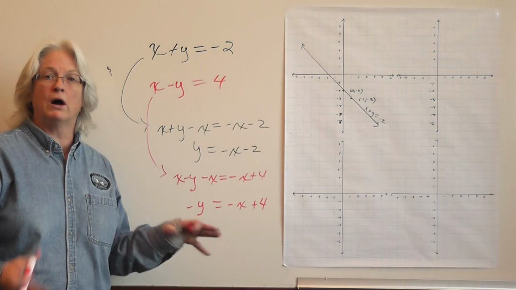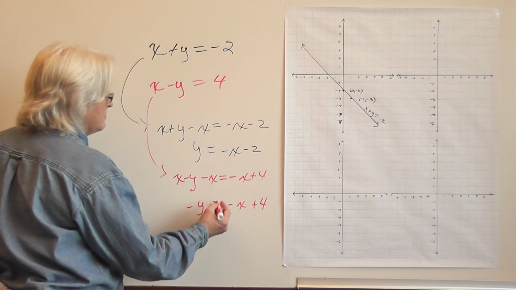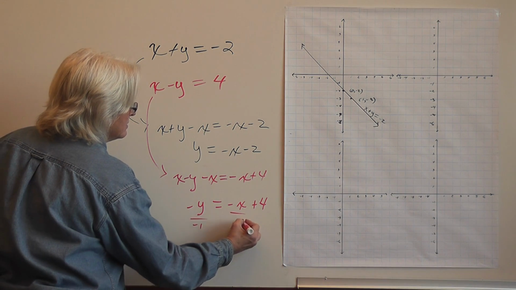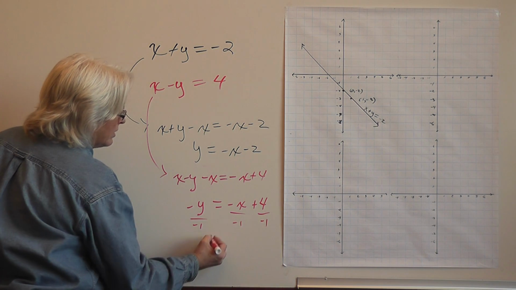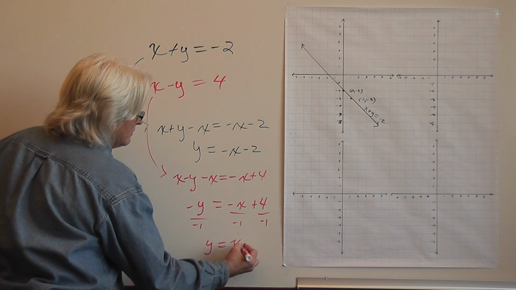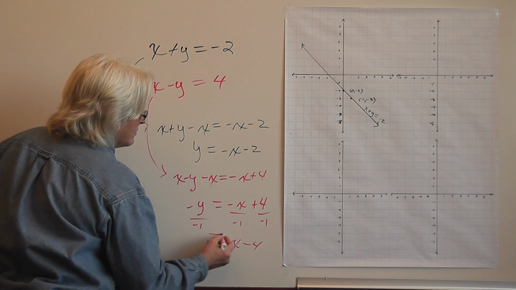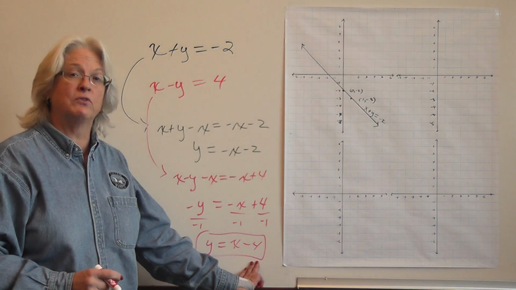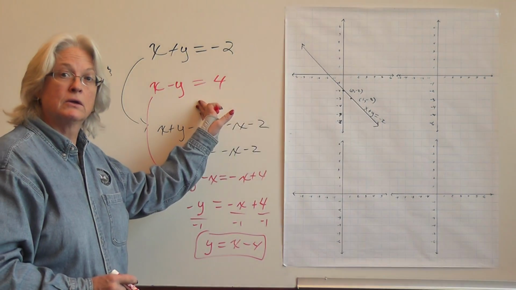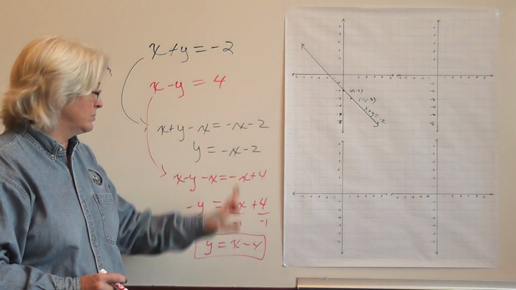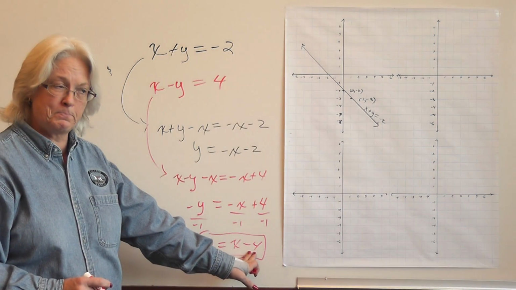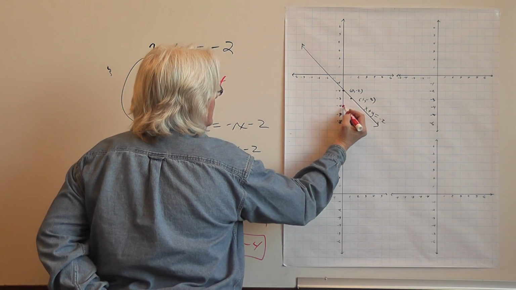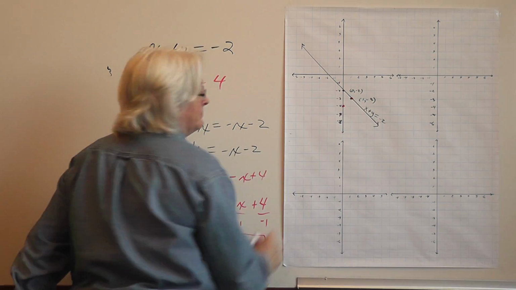Don't care about a negative y, that needs to be positive. We're going to divide both sides of the equation by a negative 1, and we have y is equal to x minus 4. This right here is the slope-intercept form of the equation x minus y is equal to 4. It has a y-intercept of negative 4, and it has a slope of a positive 1, up 1, over 1.